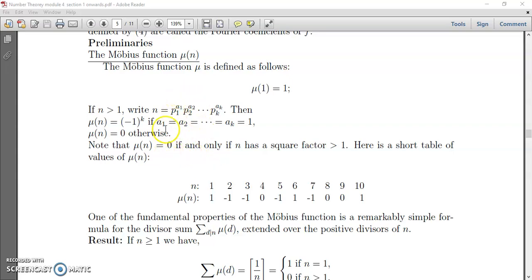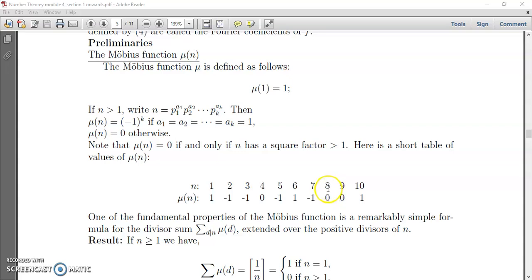So let us find out some values for this Mobius function. Mu of 1 is 1. Mu of 2 is minus 1, because there is only one prime factor. 3 is also minus 1. 4 can be written as 2 raised to 2, so it has a repeated prime factor, so it becomes 0. And 5 has only one prime factor, so minus 1. 6 has two prime factors, both with powers of 1, so minus 1 times minus 1, that is why it is 1. And 7 is minus 1.